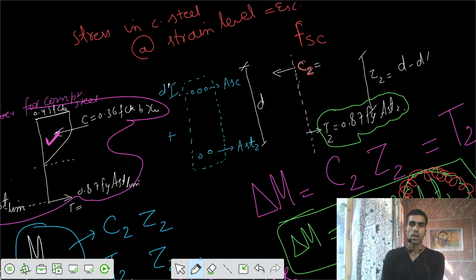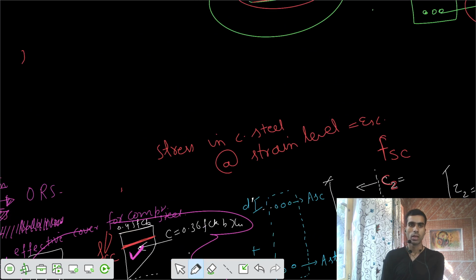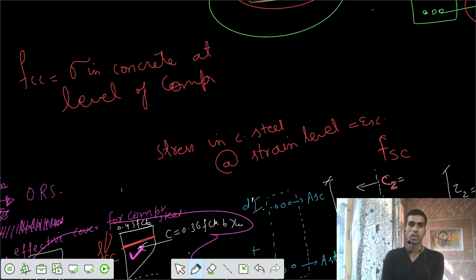And similarly, what is the value of C2? We have already accounted that at this location there is some force FC. We call it FCC, and FCC is the stress in concrete at the compression zone where we have placed the compression steel. So FCC is the stress in concrete at the level of compression steel.